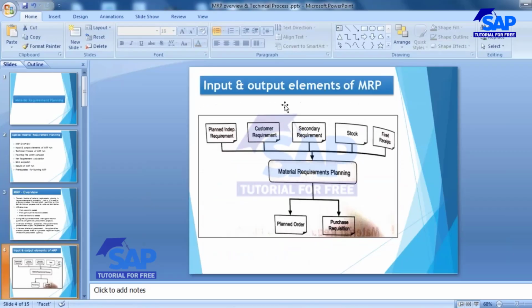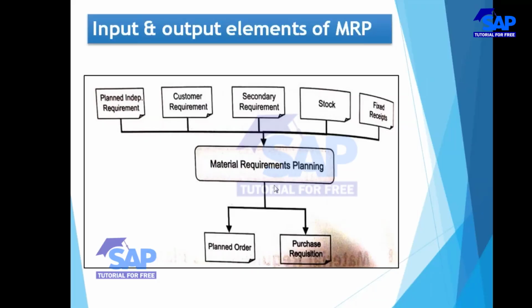So these are basically the input and output elements of MRP. If you see here, planned independent requirements are input elements. This we already discussed many times in demand management. It is nothing but forecast, demand, planned independent requirements. We discussed how to arrive at the forecast, and that is also input to MRP. Now your customer requirement, this we also discussed. Customer requirement is nothing but sales orders which come from sales, real orders.